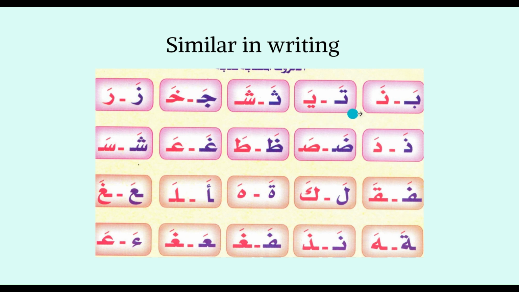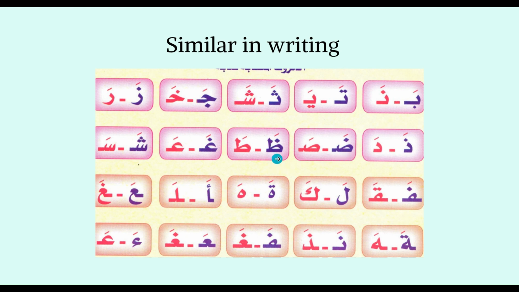The position of the dot and how many dots there are is so important. Can you tell me what this is? Okay, I'll consider that you said it right. So we have Thal, which has a dot on top, and Dal with no dot at all. This is Dad and this is Sad. Sad with no dot, Dad with one dot.